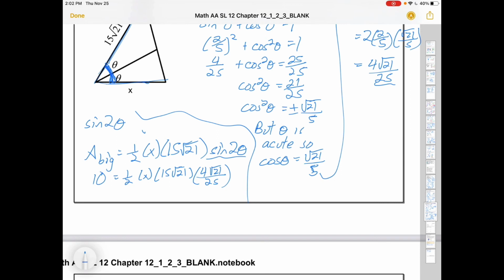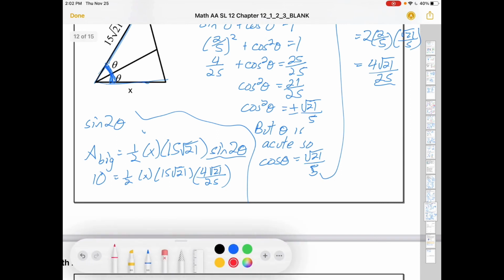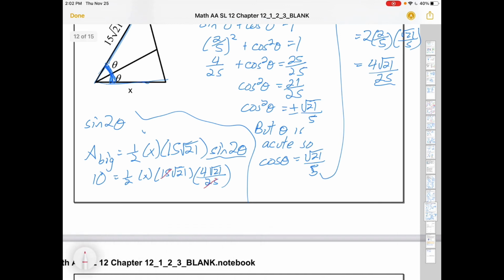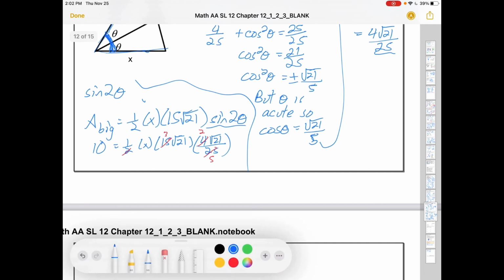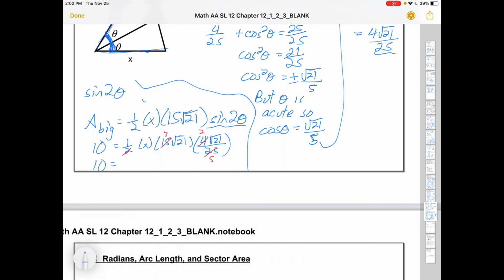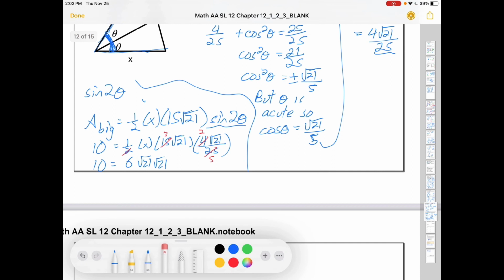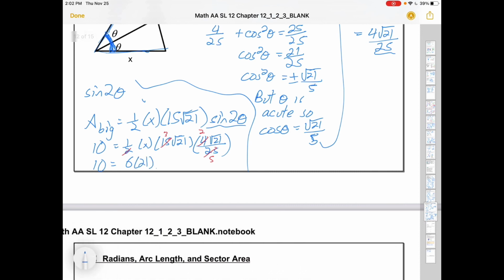I'm going to need to do some reducing fractions. Otherwise, these numbers are going to be real big. So 15 over 25 is 3/5. 4 over 2 is just 2, so that's gone. So what am I going to get? I'm going to get 10 equals 6 root 21 times root 21. Okay, that's just 21. So 6 times 21 all over 5x.